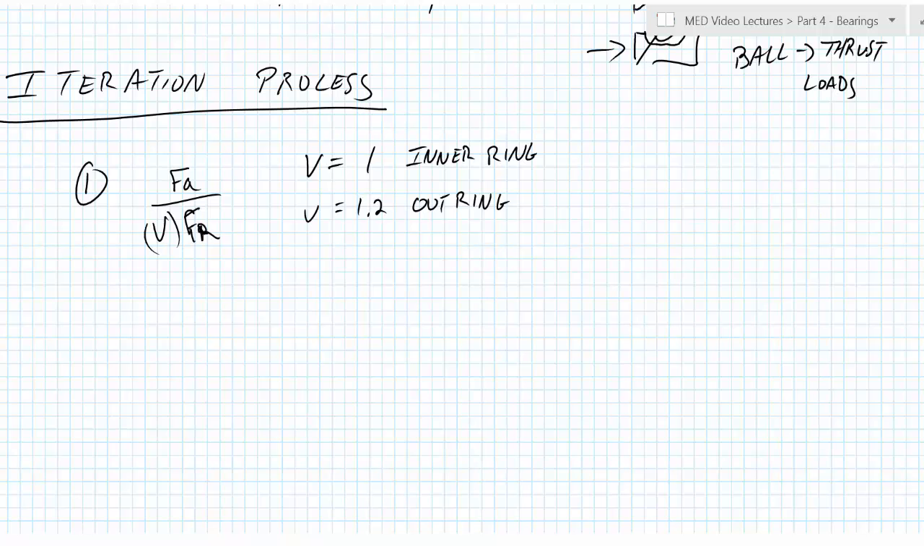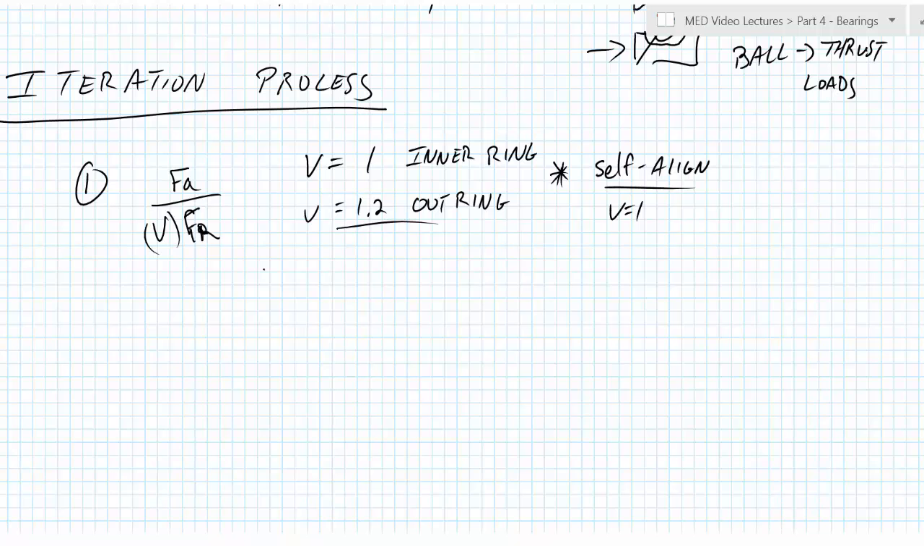The only time this is not true, one little caveat, is self-aligning bearings, which are very common. If we have self-aligning bearings, basically the V is always 1. They correct for this outer ring rotation. That's just a little caveat. In our book, we're not using self-aligning bearings, so that's not going to be an issue. We'll look at either inner or outer rotating.